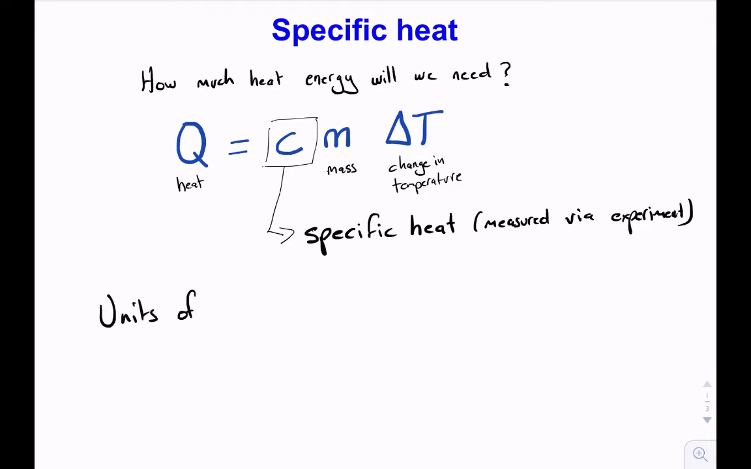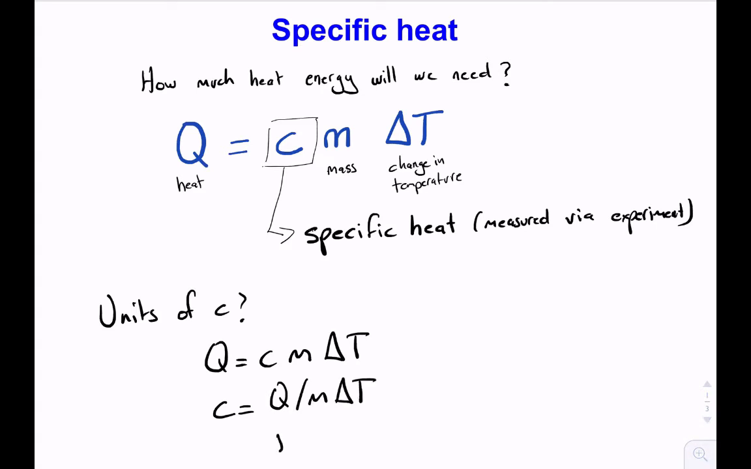So what are the units? Let's do a quick dimensional analysis to find out. We write Q equals C m delta T and rearrange to get C equals Q over m delta T. Now we replace the variables with units. Q, heat, has the units of joules, mass, m, kilograms, and delta T, temperature, in Kelvin. So then we can see that the units of specific heat C are joules per kilogram Kelvin.